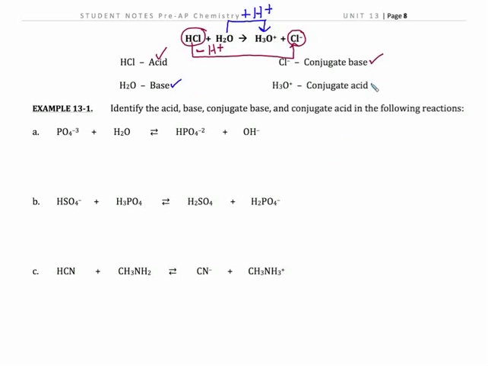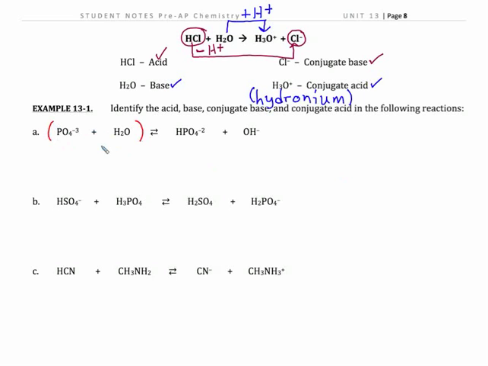So water acted as a base, and H3O plus, remember, that's called the hydronium ion, is called its conjugate or paired acid. Okay, so you need to know that word, conjugate acid. So let's take a look at a few more examples.